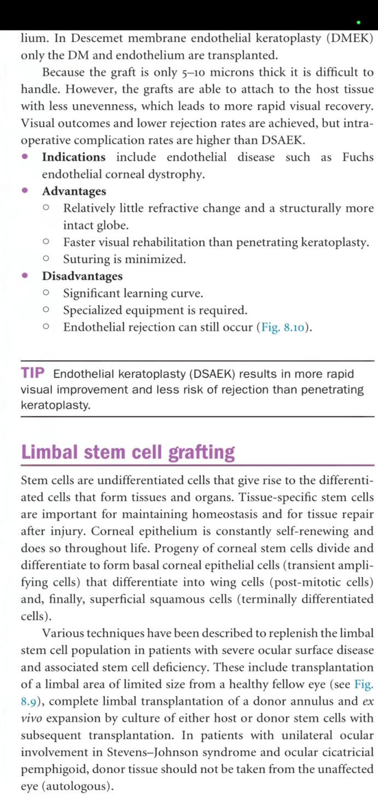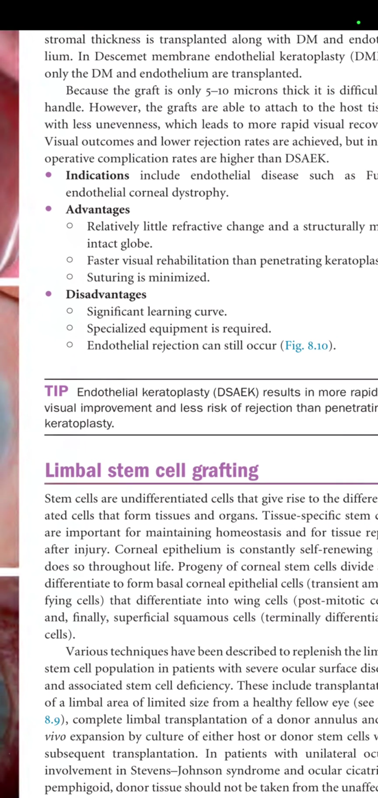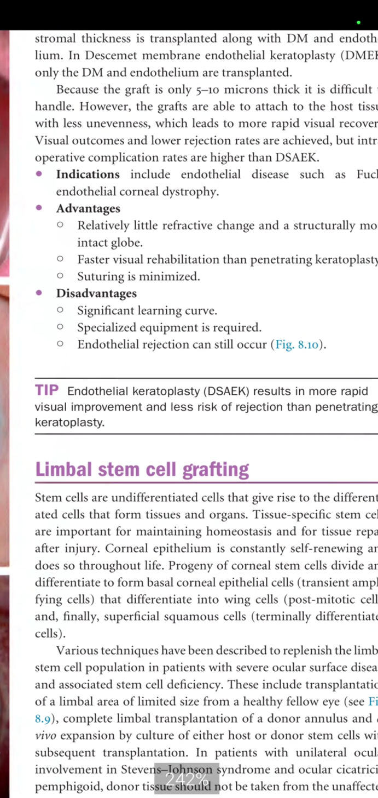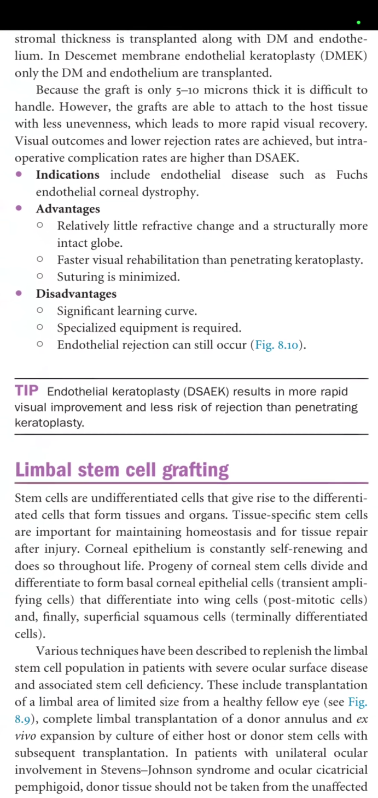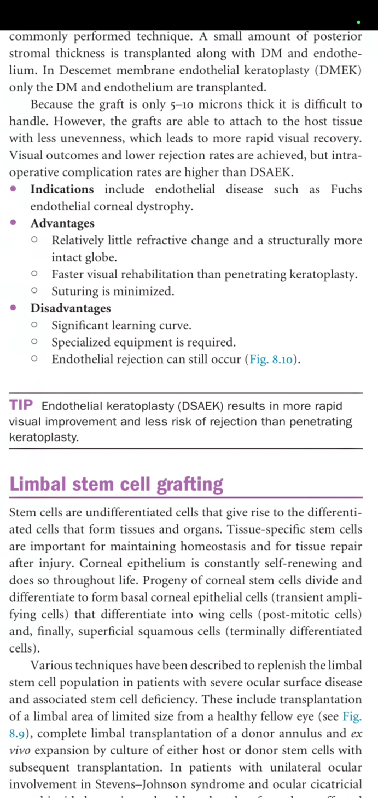Indications include endothelial diseases such as Fuchs endothelial corneal dystrophy. Advantages include relatively little refractive change and a structurally more intact globe, and faster visual rehabilitation when penetrating keratoplasty suturing is minimized. Disadvantages: significant learning curve, specialized equipment is required, and endothelial rejection can still occur. Endothelial keratoplasty results in a more rapid visual improvement and less risk of rejection than penetrating keratoplasty.